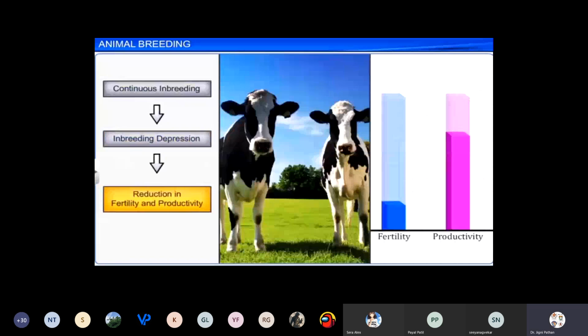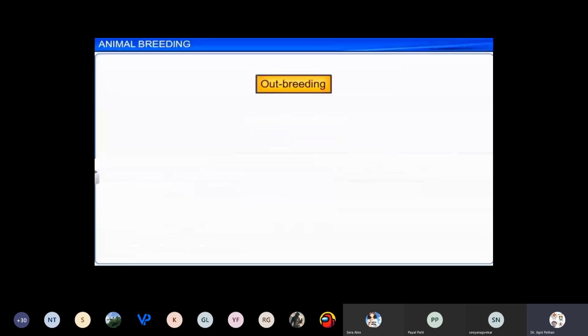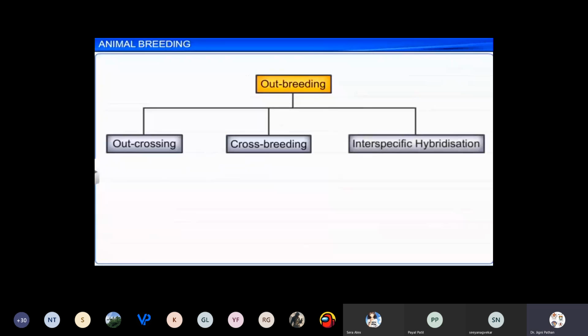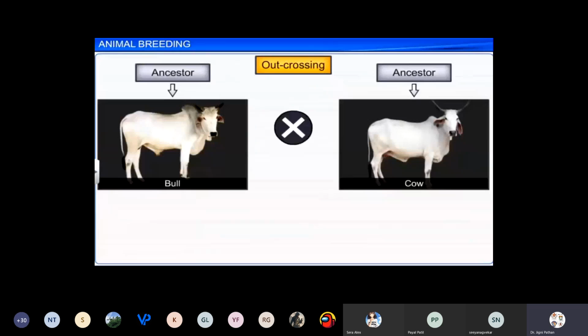Now, let's learn more about outbreeding. Outbreeding can be carried out in three ways: outcrossing, crossbreeding, and interspecific hybridization. Outcrossing is mating between animals of the same breed, but with no common ancestors for up to 4 to 6 generations on either side. This type of breeding overcomes inbreeding depression.